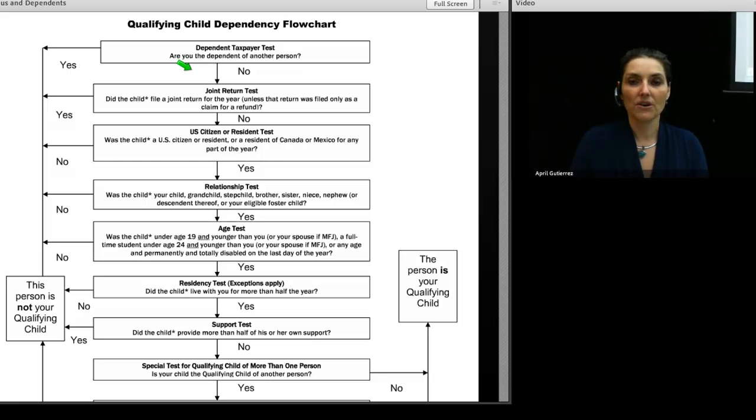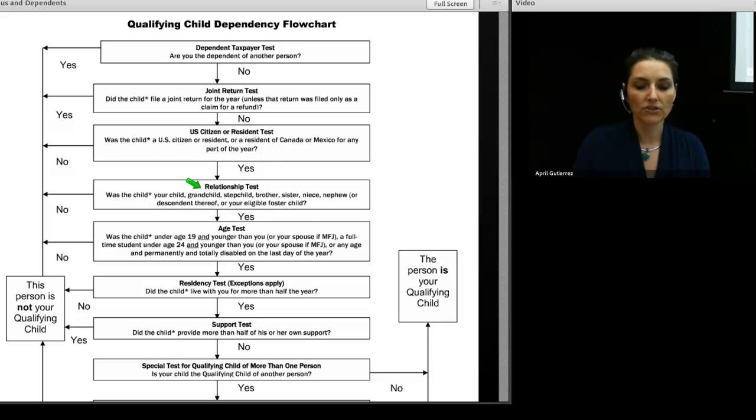But if the answer is no, because you are not the dependent of another person, then we move on to the joint return test. Did the child file a joint return for the year? The answer must typically be no, and if it is, we move on to the U.S. citizen or resident test. Was the child a U.S. citizen or a resident of Canada or Mexico for any part of the year? The answer must be yes, and if it is, we move on to the relationship test.